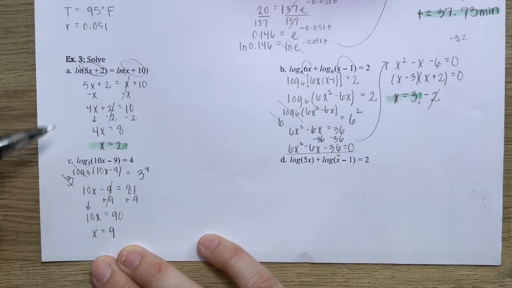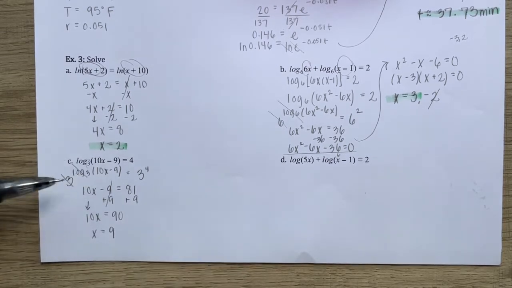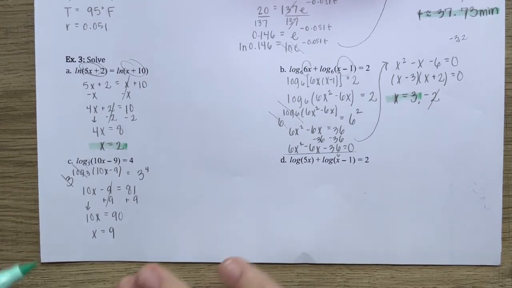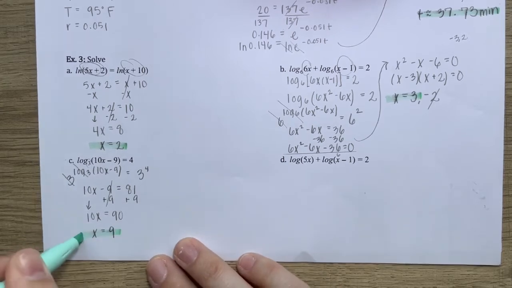And then just to check in your head, if I substitute x equals 9 here, 10 times 9 is 90, and then minus 9 is still a positive number, it's 81. So x equals 9 is fine, it's not extraneous.